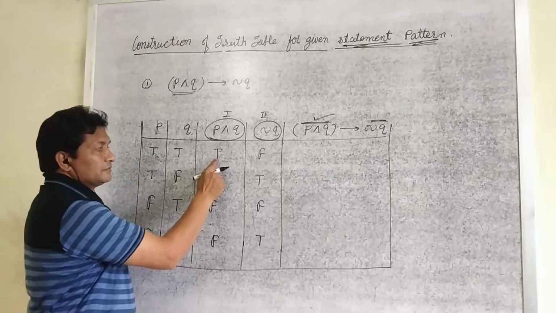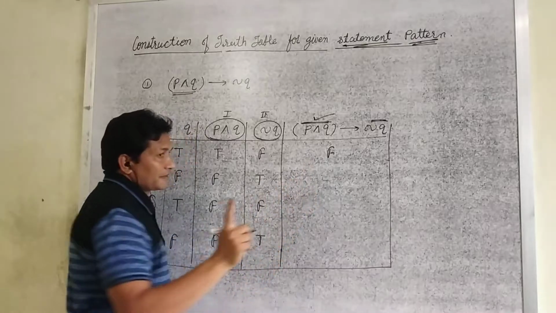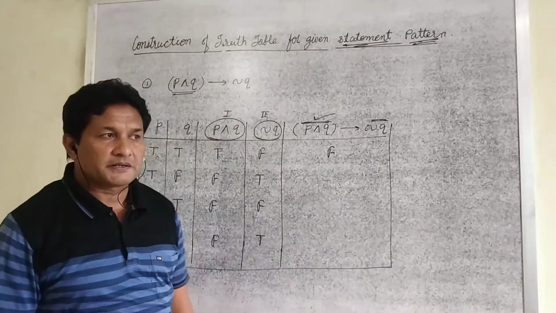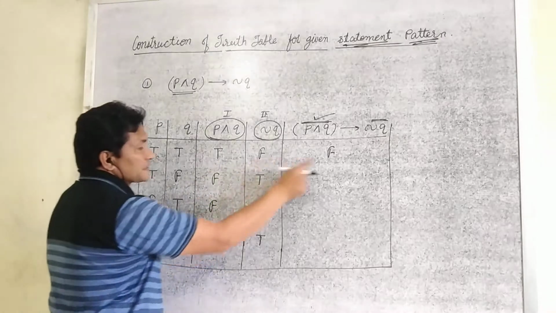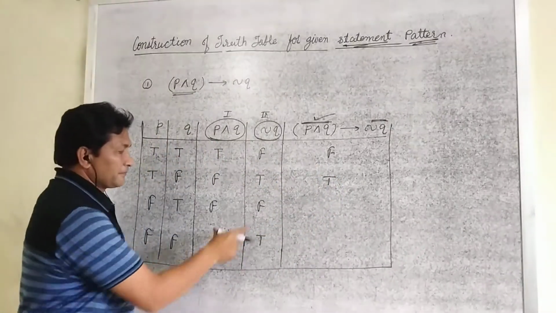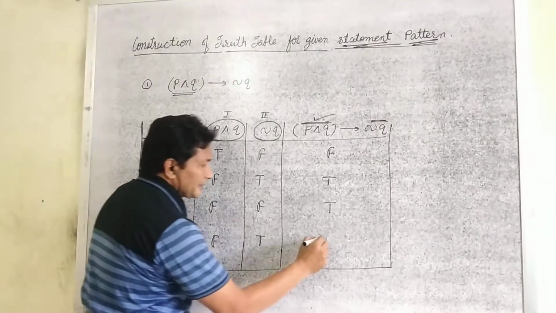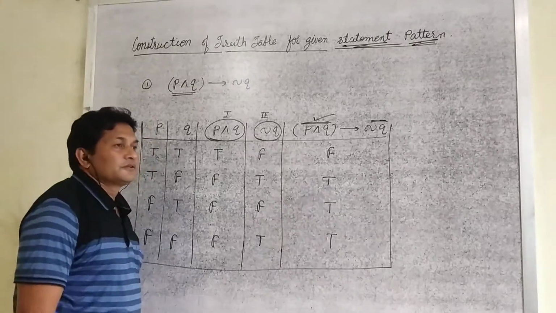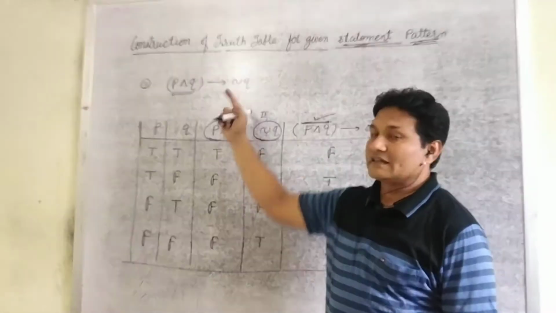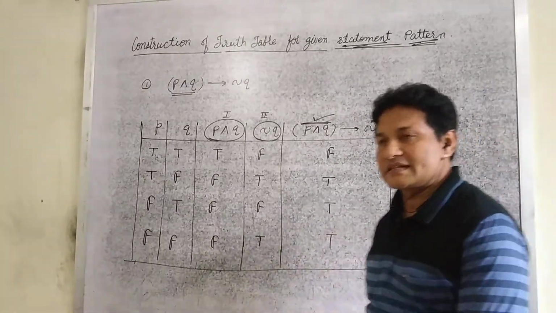Now use the values. First true, second false, implication is false. We have to remember the truth table of implication which we already learned in the previous video. So true, false, false. False, true, implication is true. When both are false, implication is true. False, true, implication is true. So in this way, you construct the truth table of the given statement pattern. So this is the first example. Now let's see the second example.